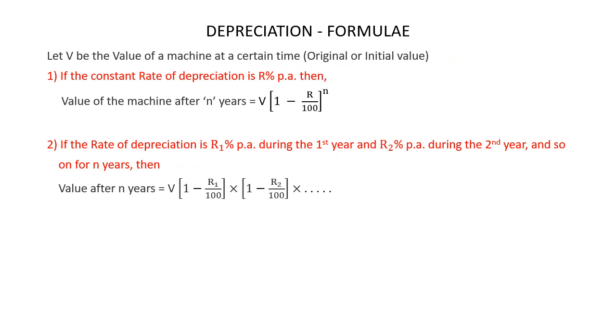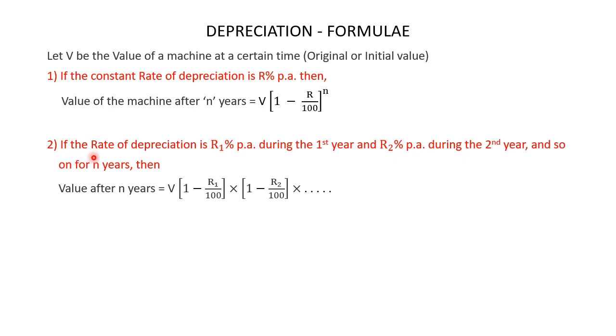Let's now look at a few formulae which will help us to solve problems on the topic depreciation. Let V be the value of a machine at a certain time. That is, let V be the original or the initial value. If the constant rate of depreciation is R% per annum, then to find the value of a machine after n years, use the formula value of the machine after n years is equal to V multiplied by 1 minus R by 100 raised to the power n.